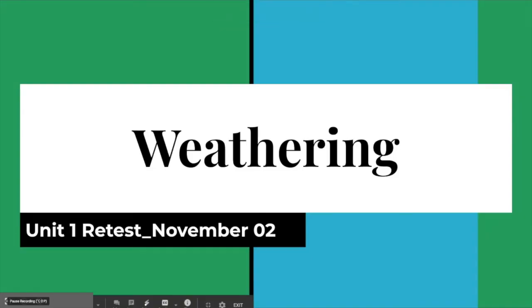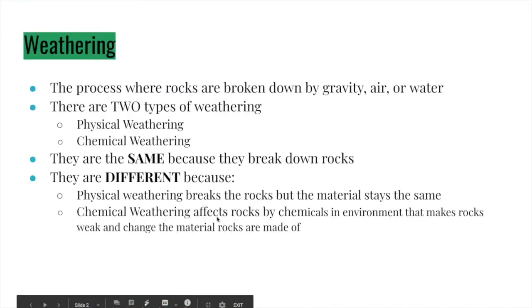Let's review weathering. Our Unit 1 test will be November 2nd. So weathering is the process where rocks are broken down either by gravity, air, or water. Different things can break up rocks, and that's why there are two types of weathering. There is physical weathering and chemical weathering.